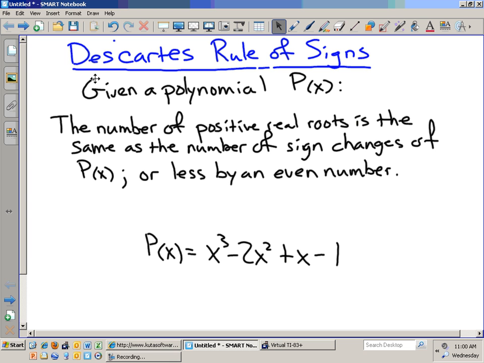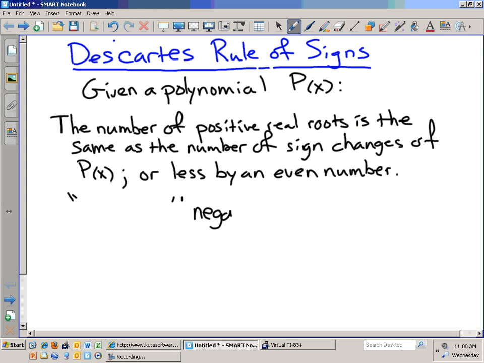Now, that's positive. What about negative? All we do is switch it to negative x, and it'll tell us the same thing. So the number of negative real roots is the same as the number of sign changes of p of negative x, or less by an even number. So it gives us a general idea, and I'll show you what I'm talking about in a second.